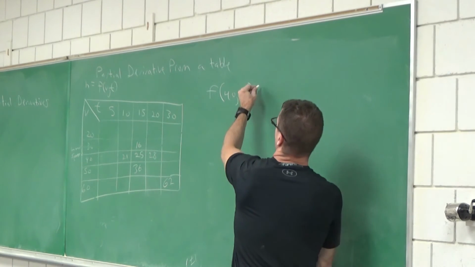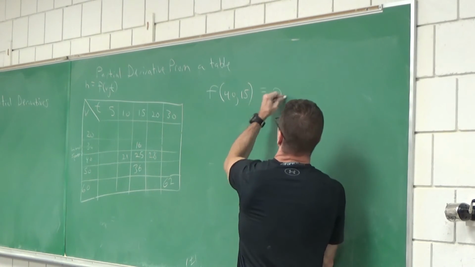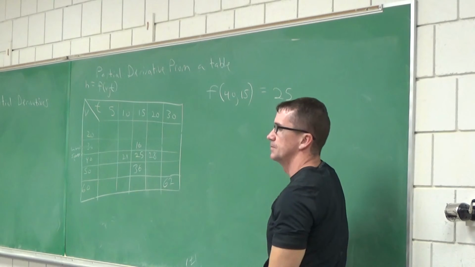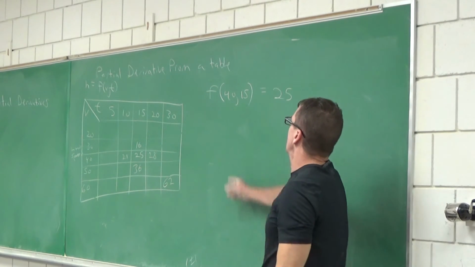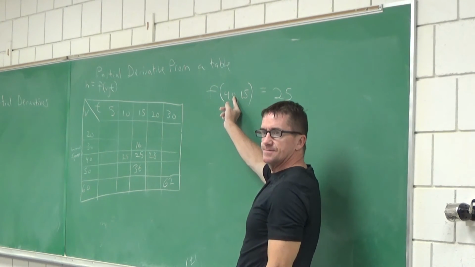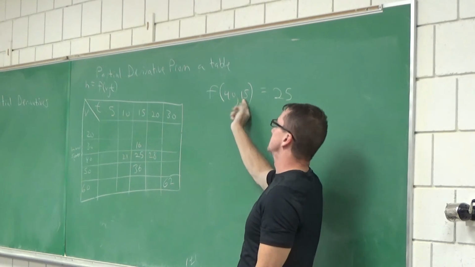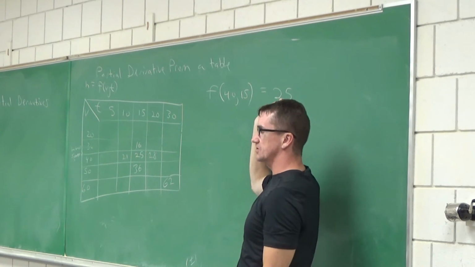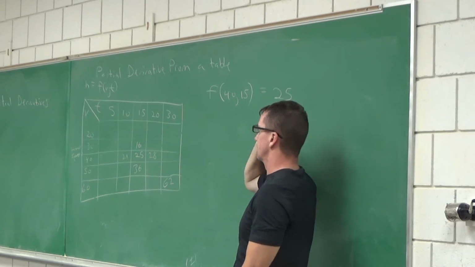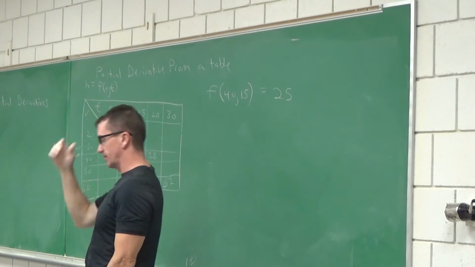Now what's f of 40 comma 15? 25. Can you interpret that again? When the wind velocity is 40 knots, blowing for how long? 15 hours. 15 hours straight. Like a hurricane. Wave heights are now at 25 feet. Okay. But that's not a partial derivative.